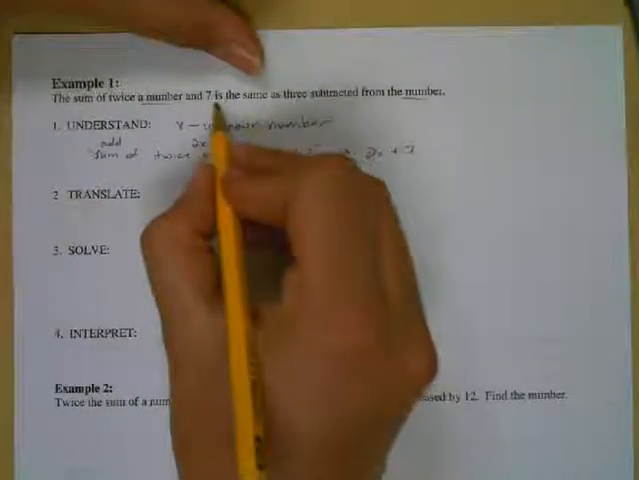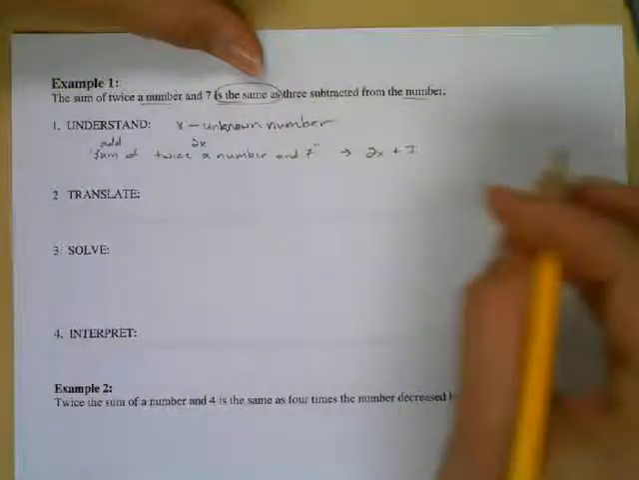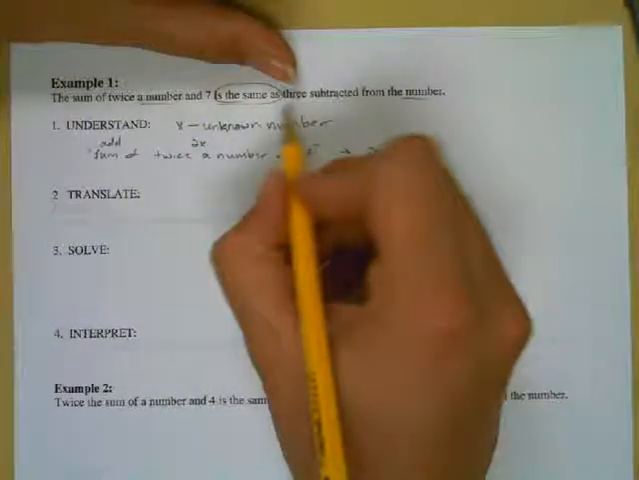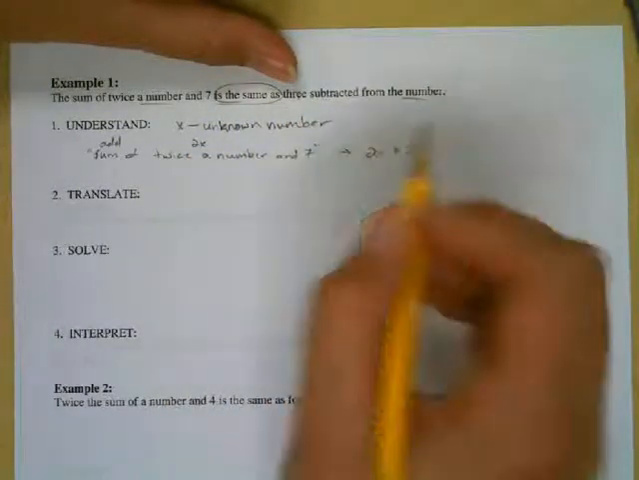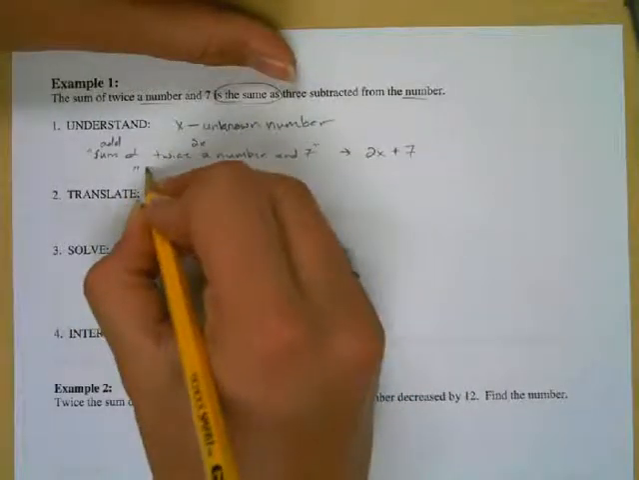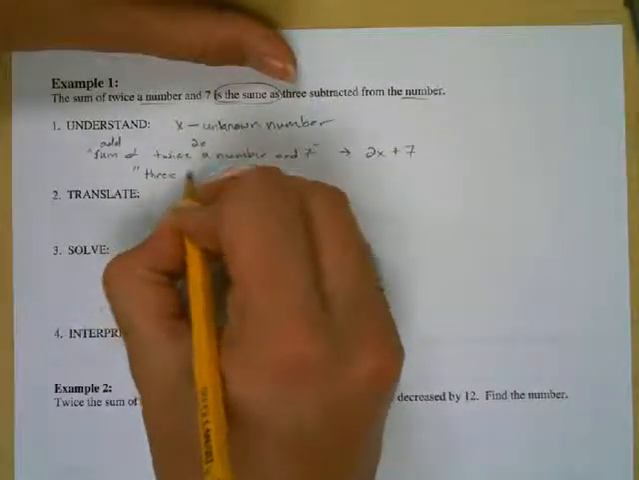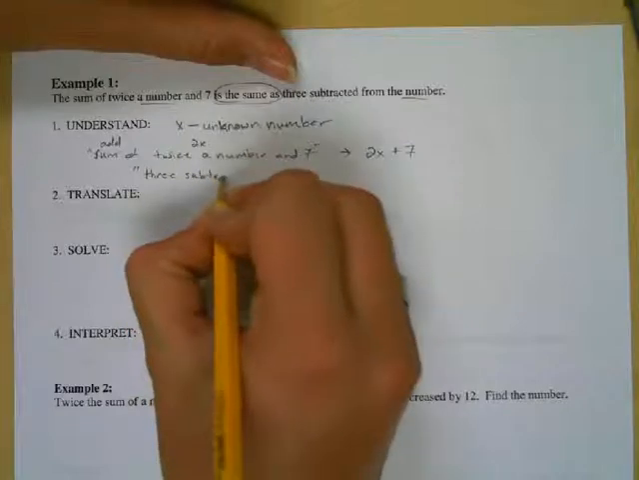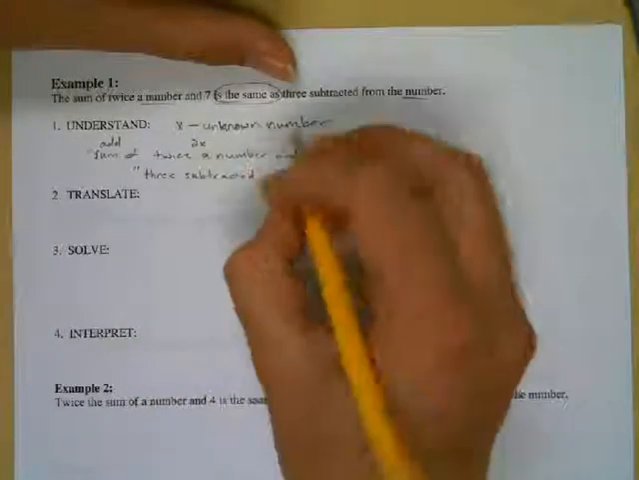Okay, and then the next part is the same as, that's going to be my equal, and then 3 subtracted from the number. 3 subtracted from the number.